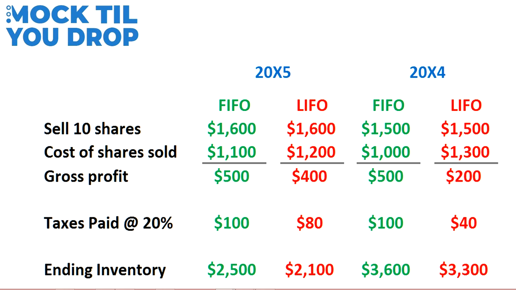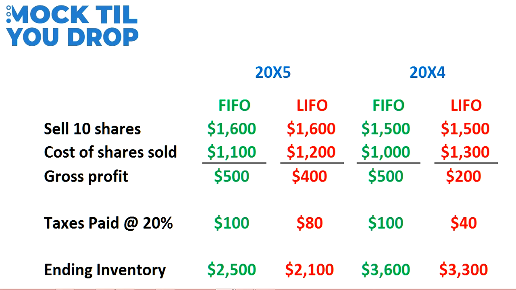You might be asking yourself, why would anyone want to use the LIFO method under a rising inventory cost environment? Well, with a higher profit comes higher taxes. Therefore, using the LIFO method when inventory costs are rising can act as a tax savings. So in this case, let's assume that the investor incurs a 20% capital gains tax. They're going to pay $100 in taxes in year 4 using FIFO, but only $40 using LIFO, which is a $60 tax savings.